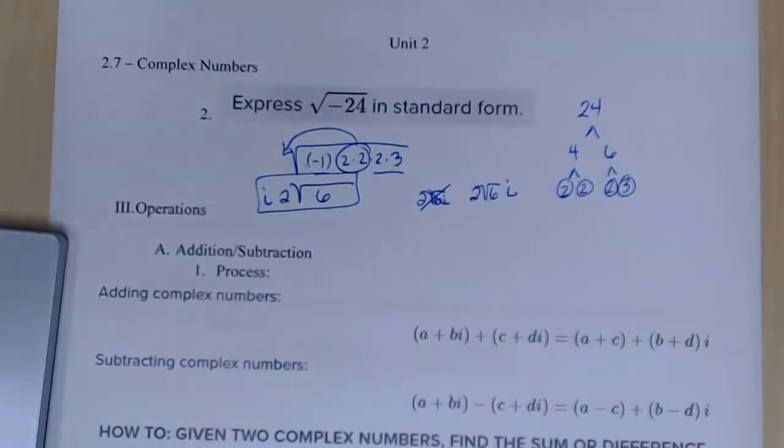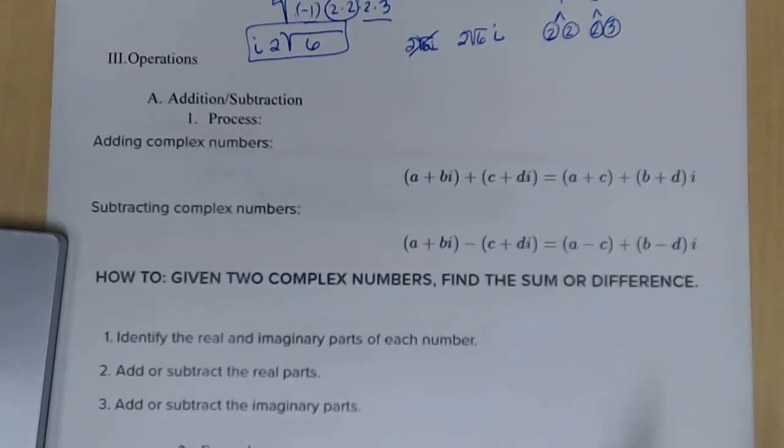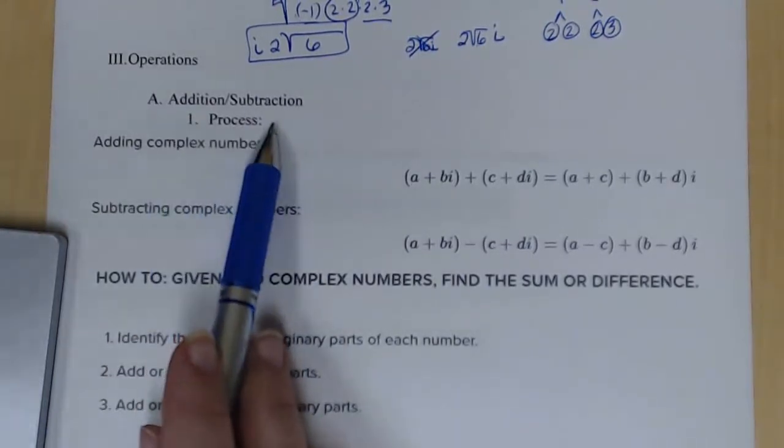So we have the imaginary unit. We have these things known as complex numbers now. So since we learned a new number system, let's figure out how these operations work on the new number system. So part 3, we're going to be looking at operations. We have things such as addition and subtraction.